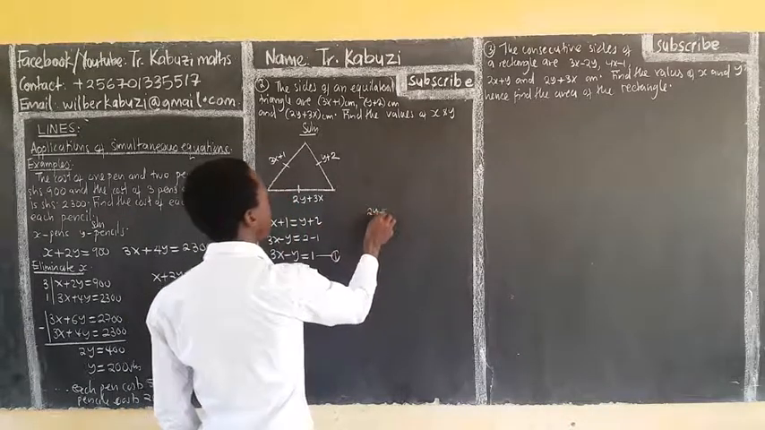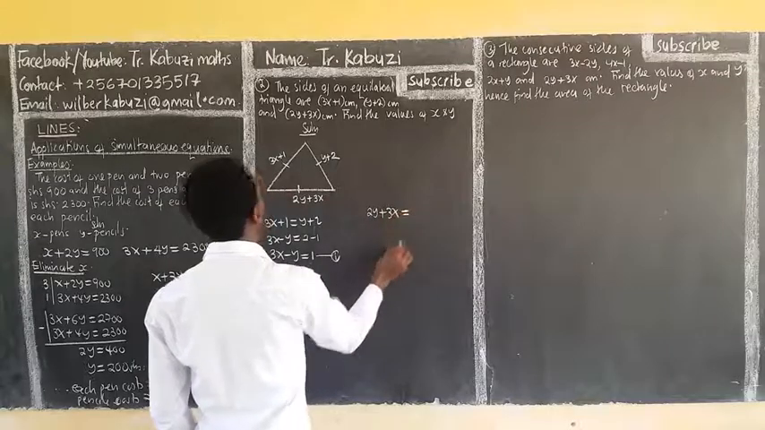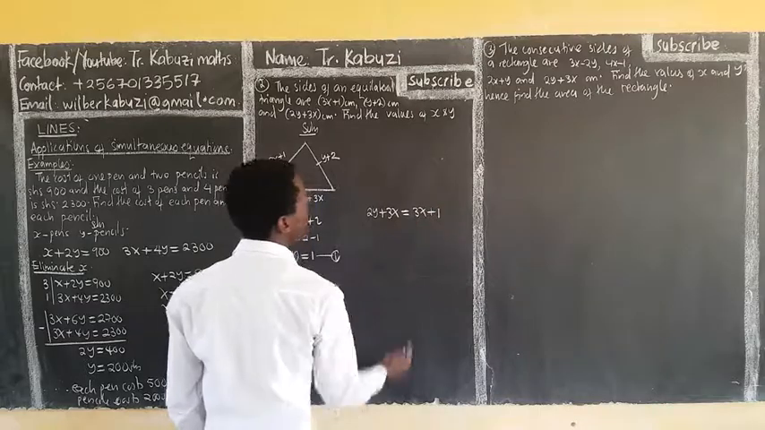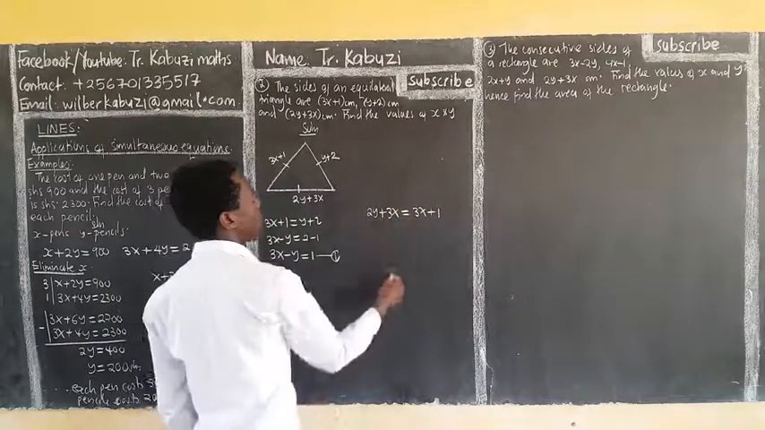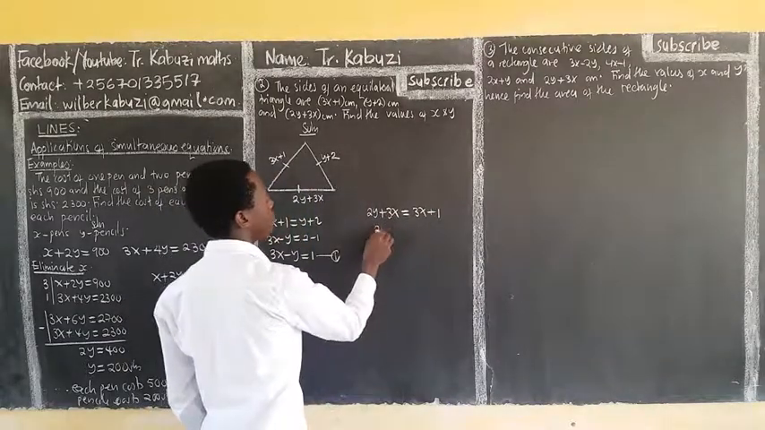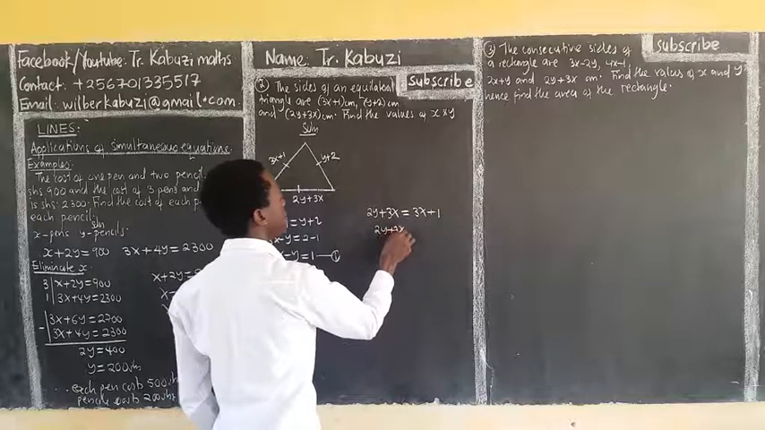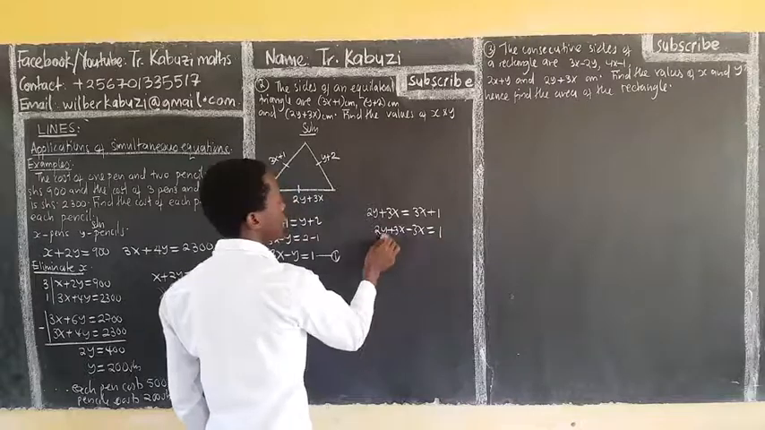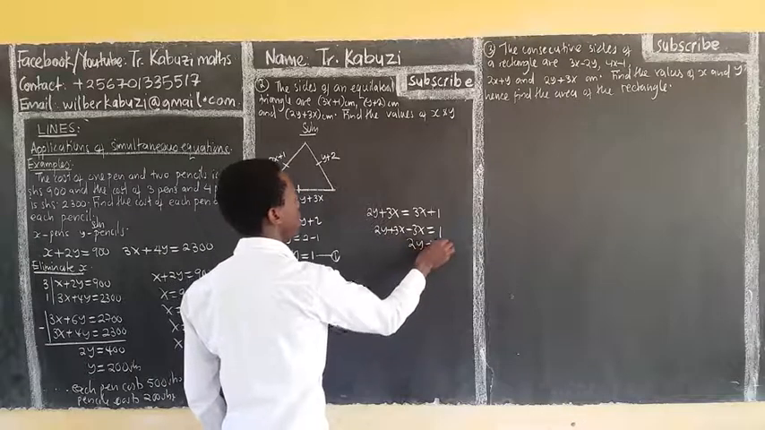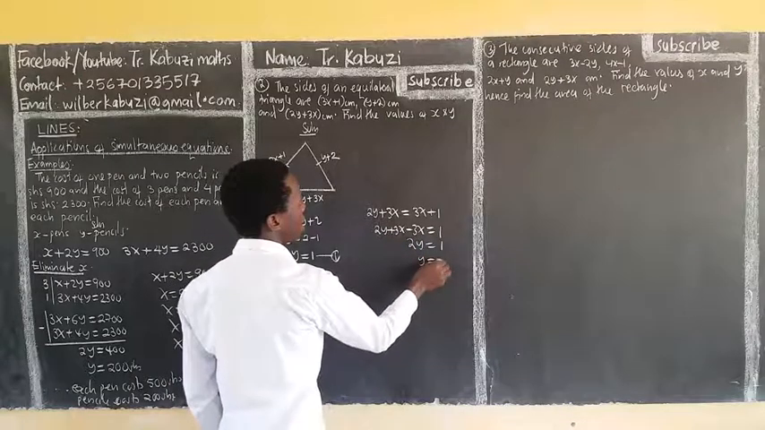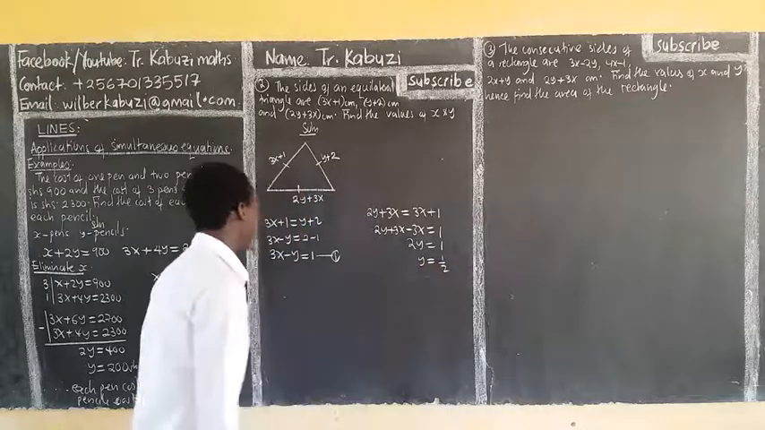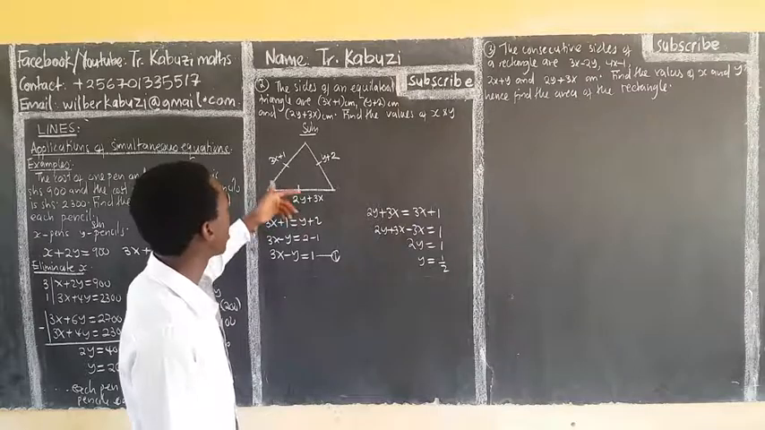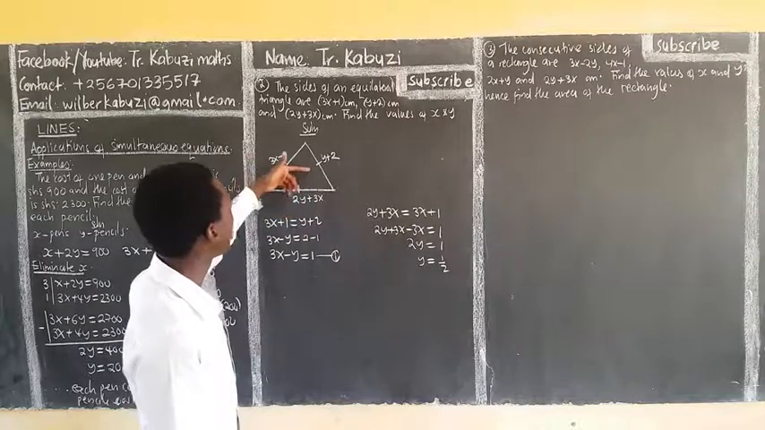So 2y plus 3x is equal to 3x plus 1. Take everything to this side. You have 2y plus 3x minus 3x equal to 1. So that I have 2y equal to 1, and my y is half. So if you have your half, you can come here and get it. Or the other way, you can just equate this and this.